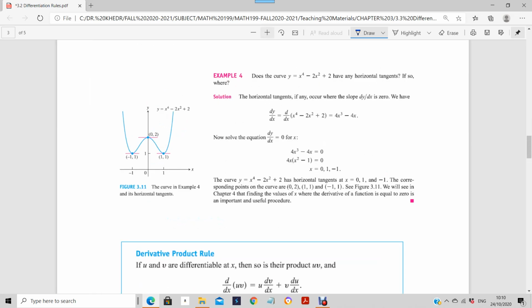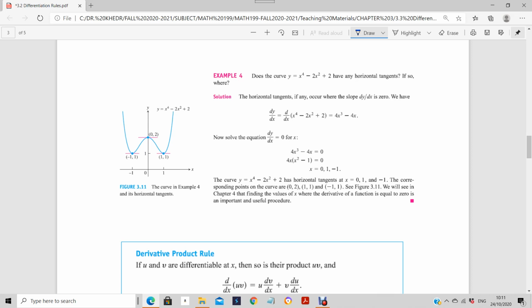Let's see this example. Does the curve y equals x to the power 4 minus 2x squared plus 2 have any horizontal tangents? If so, where? So here we have to answer this question, whether this function y has any horizontal tangent. Well, the horizontal tangents, if any, occur where the slope dy by dx is 0.